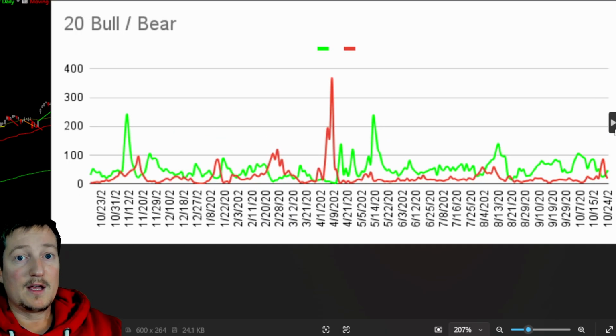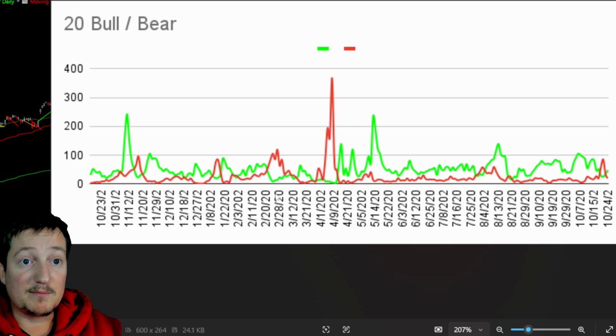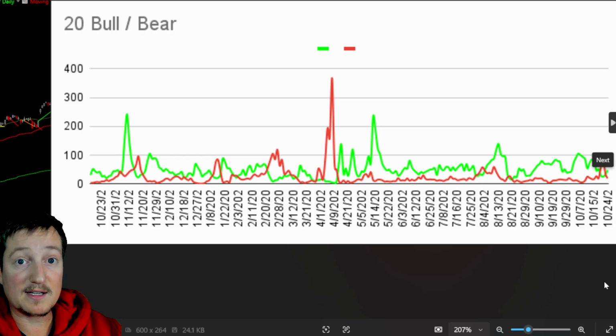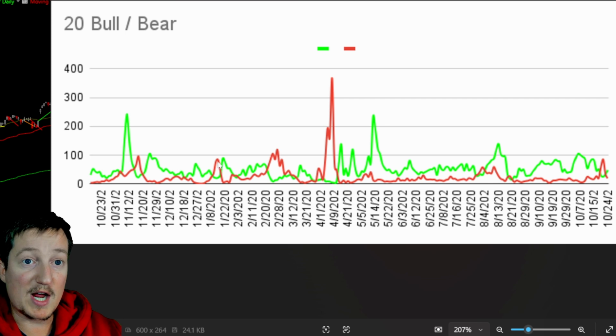Okay, so this is the 20 bull and 20 bear column. I track the number of stocks making 20% moves in 5 days. And if you look here, we had a big spike in stocks that were down 20% in 5 days, and we don't really get those that often. It's akin to this January move.